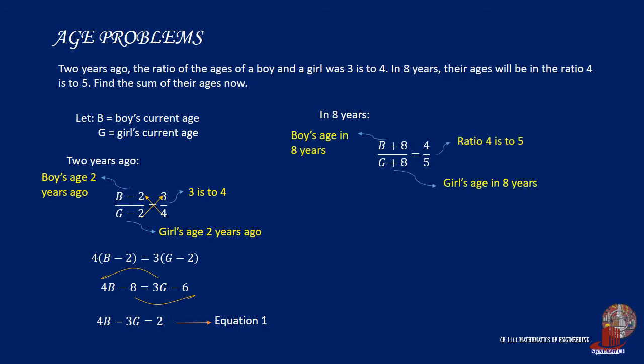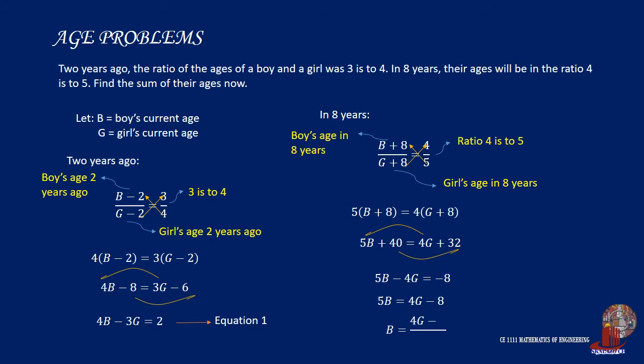The second statement discusses the scenario 8 years from the present, stating B plus 8 is to G plus 8, which is equal to 4 is to 5. And again, multiply terms to get 5 times B plus 8 is equal to 4 times G plus 8. Expand once more to get 5B plus 40 is equal to 4G plus 32. And rearrange terms to arrive at 5B less 4G is equal to negative 8. From this point, let us extract B to substitute it later in the other equation. So B is equal to 4G less 8 all over 5. And this is taken as our second equation.